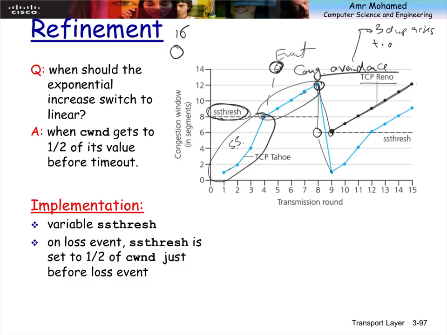Supposedly TCP Reno tries to be more aggressive, but you will be able to analyze the behavior in more detail as part of the assignment.